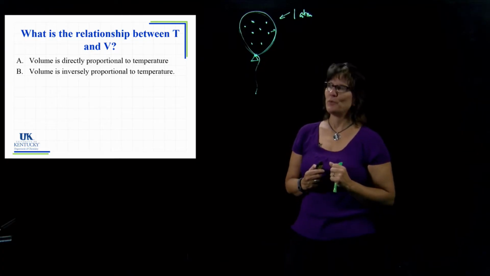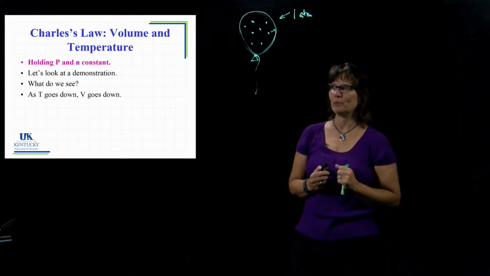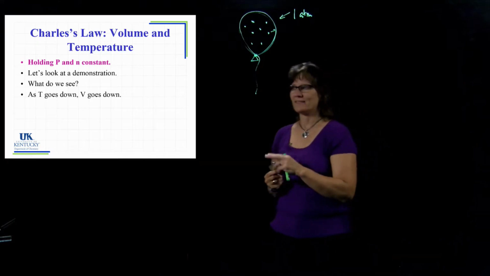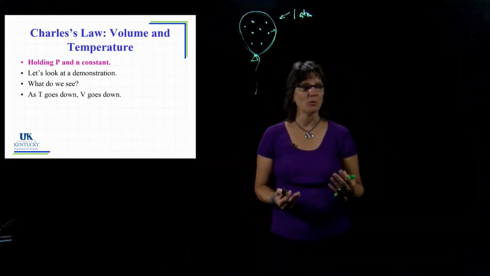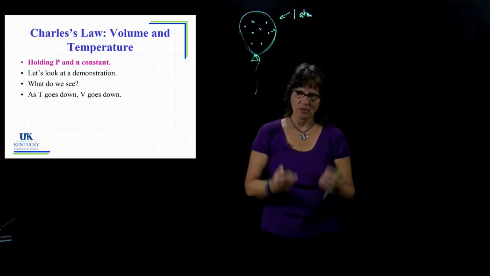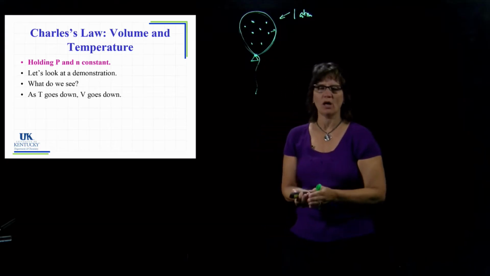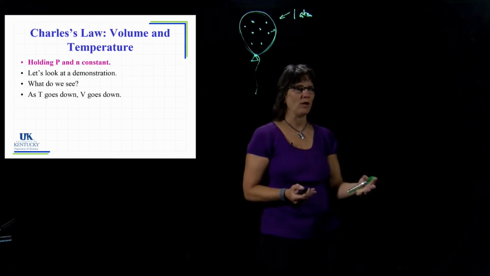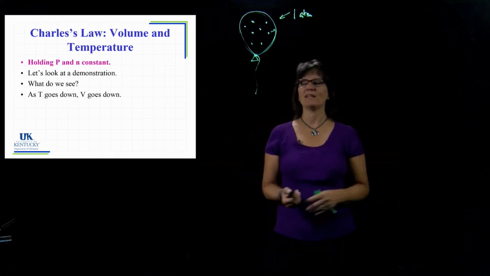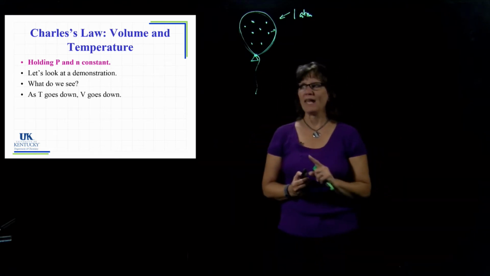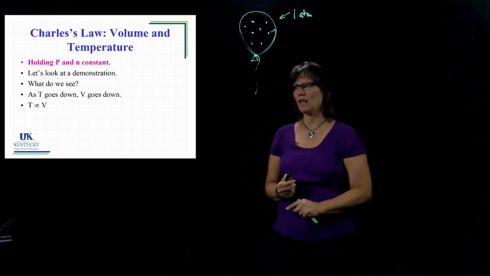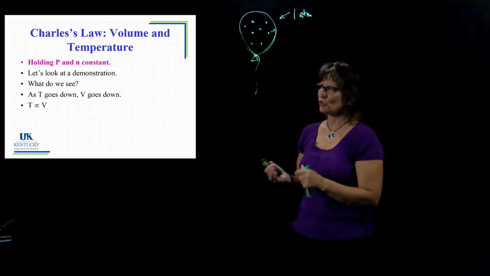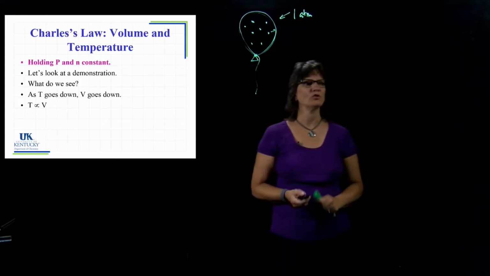All right, I hope you picked A. It was directly proportional, okay? So as the temperature goes down, the volume went down, and it went way down. We saw that that balloon really shrunk as I put it into the liquid nitrogen, and then when I took it out of the liquid nitrogen, it really expanded as the temperature came back up. So that is a direct proportionality. We would say that temperature is directly proportional to volume.